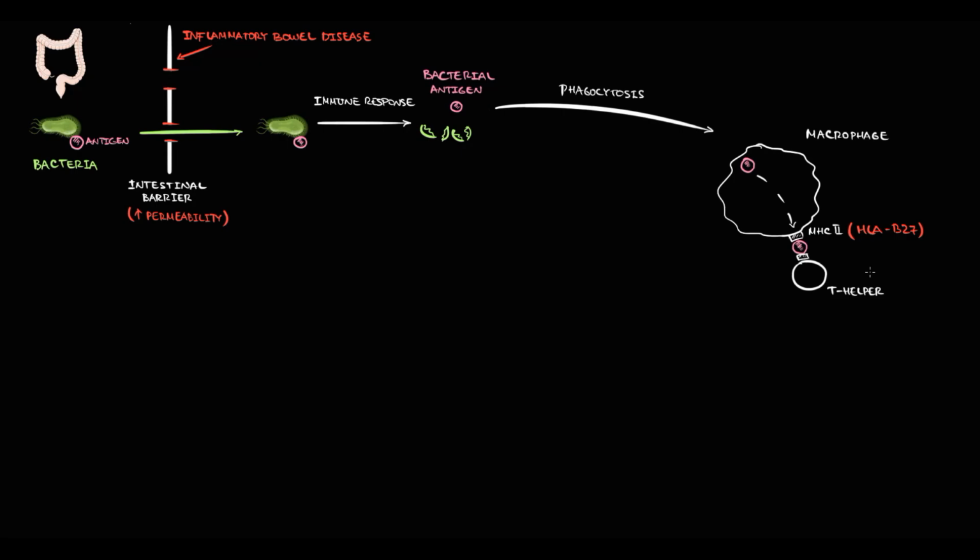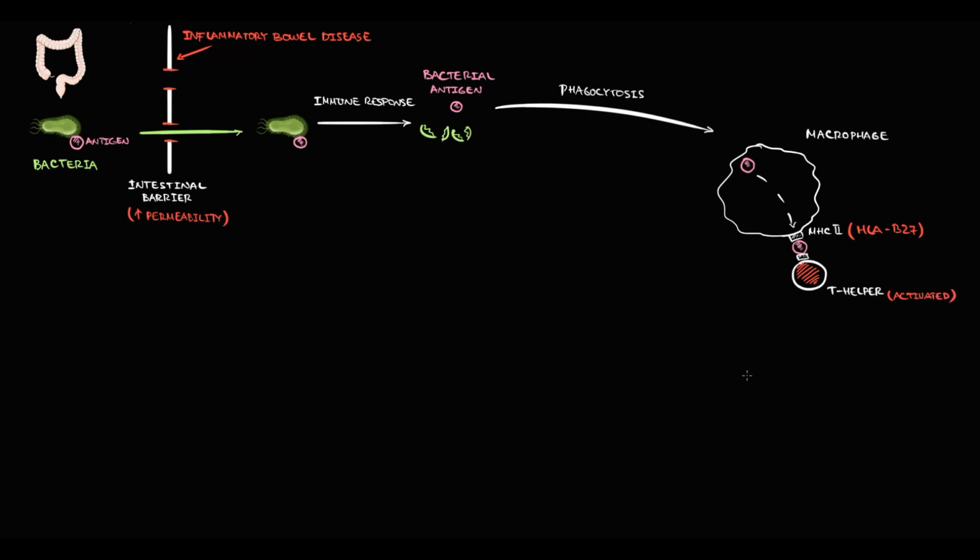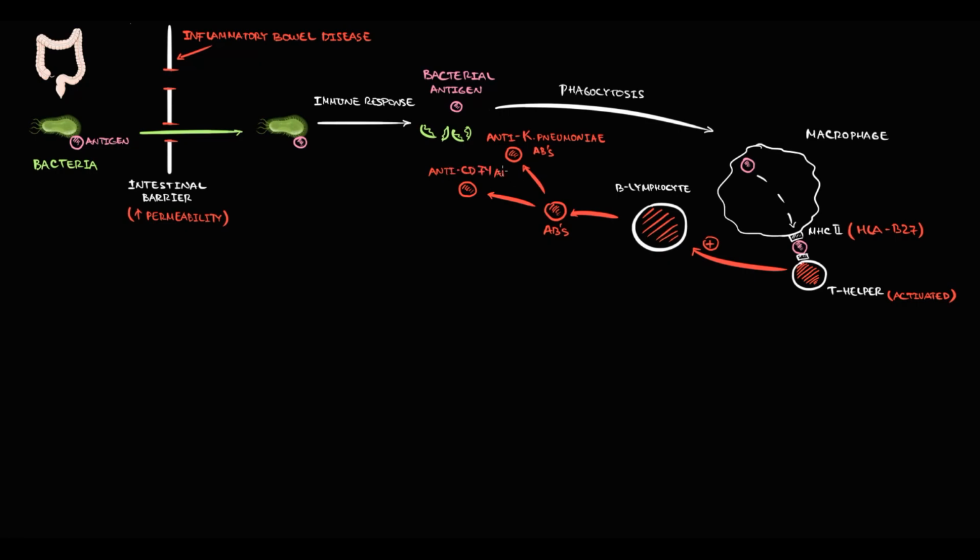So, in individuals with MHC1 receptors that are made based on HLA-B27 allele, in response to bacterial antigens, T helpers become fully activated. Once T helper becomes activated, T helper induces activation of B lymphocytes. If B lymphocytes become activated, they begin to produce antibodies. In this case, B lymphocytes begin to produce antibodies against bacteria. It's anti-Klebsiella pneumoniae antibodies, also anti-CD74 antibodies and anti-sclerostin antibodies.